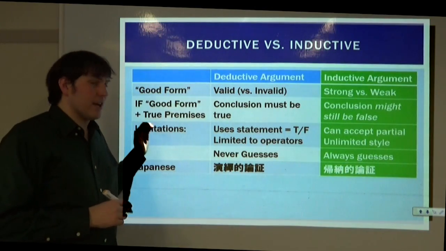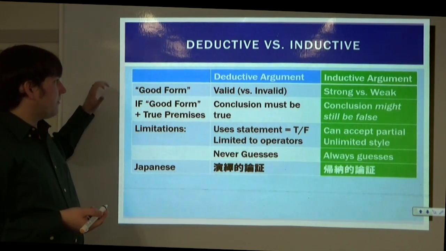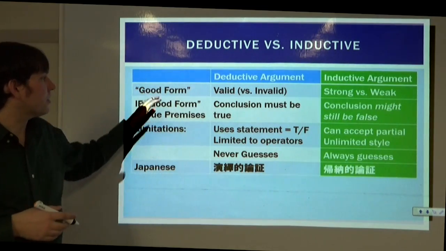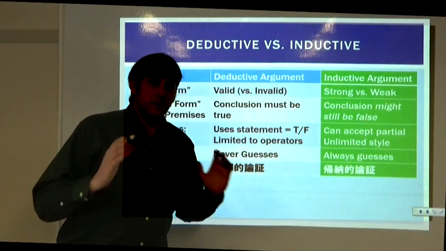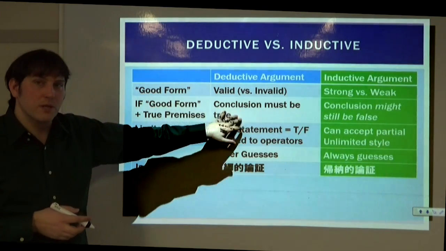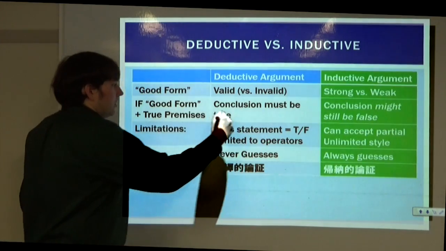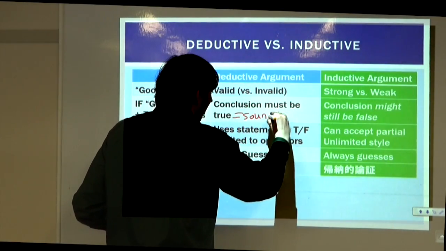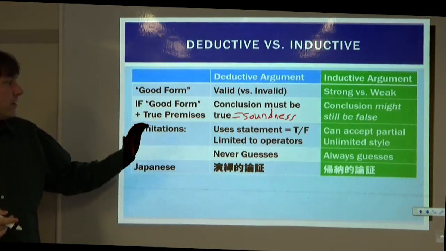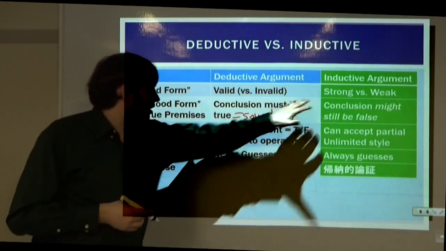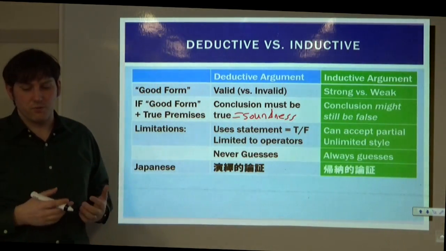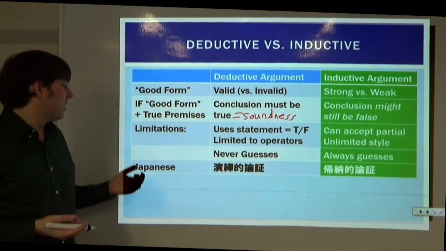So let's compare them again now that we've looked at them some more. For a deductive argument, good form is valid as opposed to invalid. For an inductive argument, good form is strong as opposed to weak. If a deductive argument has good form plus true premises, the conclusion must be true. Again, this is the term soundness. If it is inductive, if it has a good form, meaning it's strong, plus it has true premises, the conclusion might still be false, because this is the way that inductive arguments work.